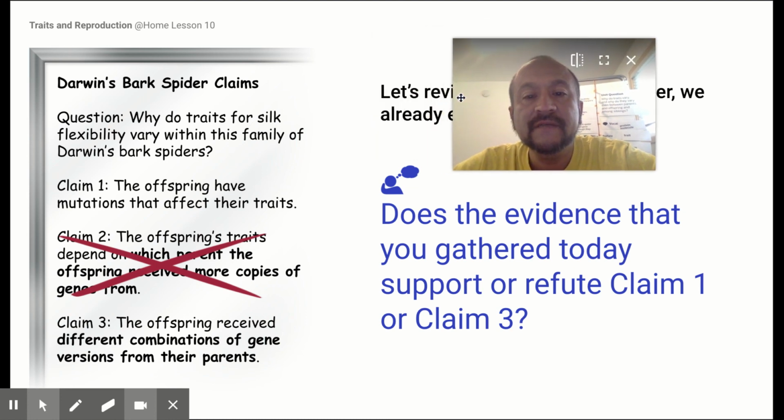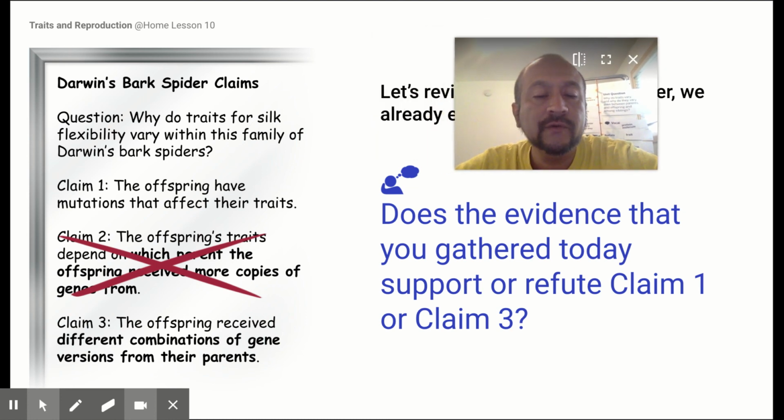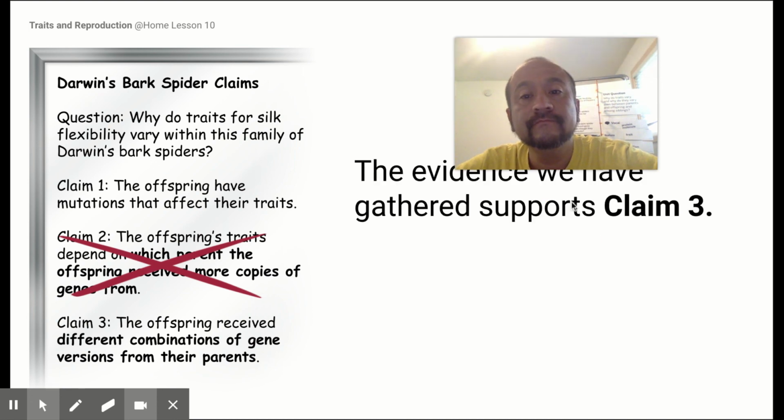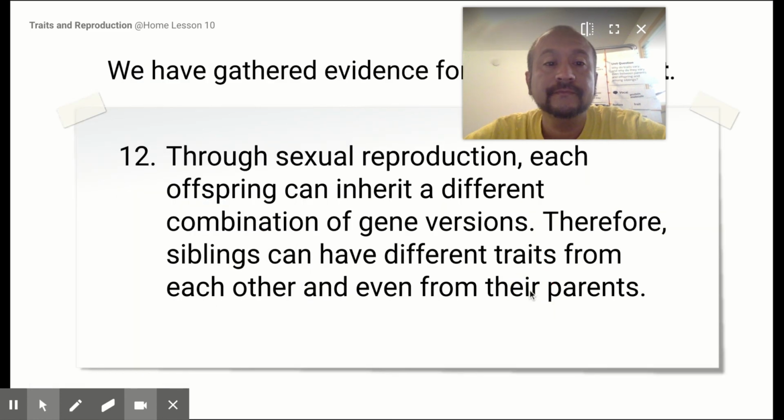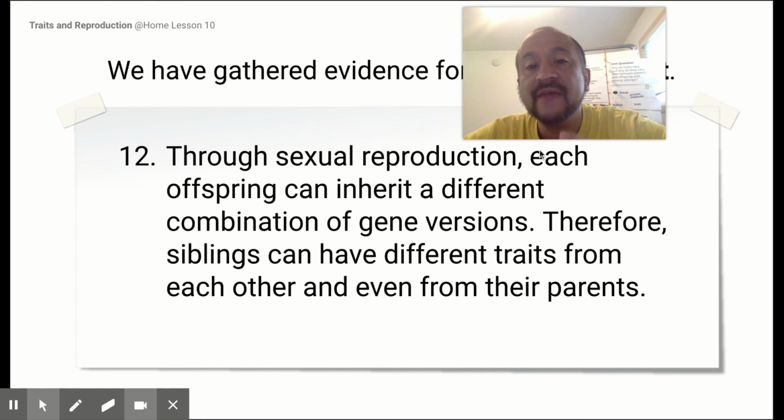So does this evidence that you gathered today support or refute claim 1 or claim 3? The evidence that we have supports claim 3. The offspring received different combinations of gene versions from their parents. So we've gathered evidence that with sexual reproduction each offspring can inherit a different combination of gene versions. Therefore, siblings can have different traits from each other and even from their parents.